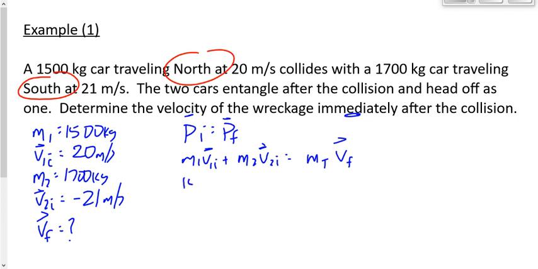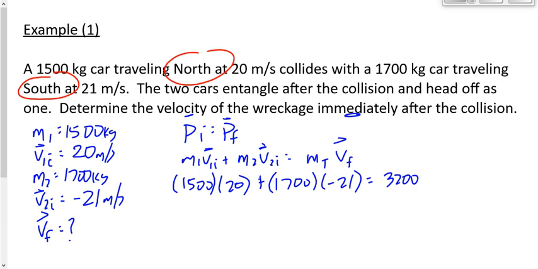Okay, let's sub in some numbers here now. 1,500 times v1I, which is 20, plus 1,700 times negative 21 equals the combined mass, 3,200 kilograms, times vf. So what we want to do here now, of course, is to get the left-hand side, 1,500 times 20, and then combine that with 1,700 times negative 21, and then we'll divide it by 3,200, and we'll solve for vf, and we get negative 1.8 meters per second. So the velocity of this combined wreck should be 1.8 meters per second.